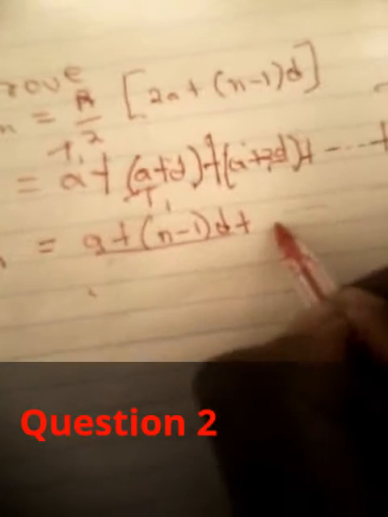Going back from this term up, you will find a plus (n minus 2) d, plus dot dot dot, up until you reach the first term, which is a. Plus a.